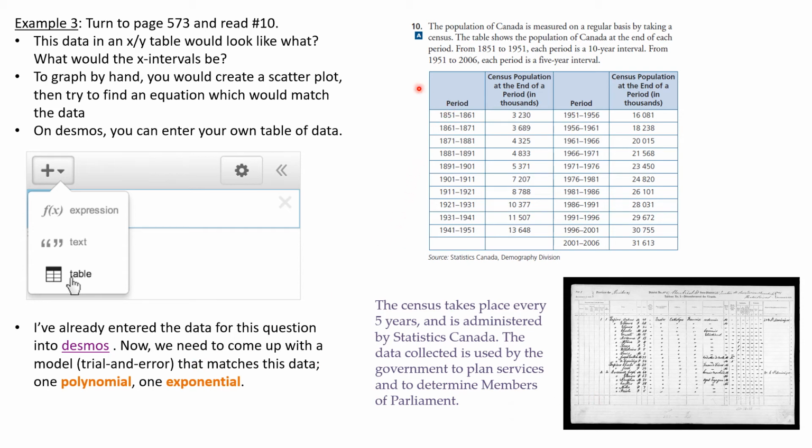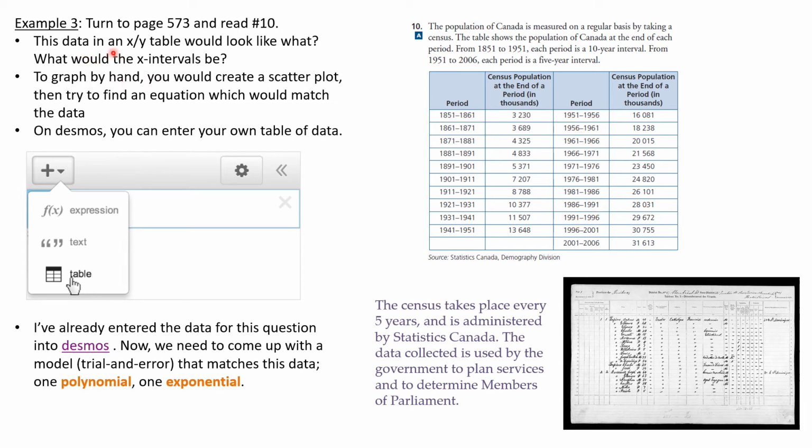So here's population information from 1851 to 1951. That's what we're seeing here. They've got a 10-year period, 10-year intervals. From 1951 to 2006, though, this column continues right here, but then they go to 5-year intervals in 1951, so it changes a little bit.